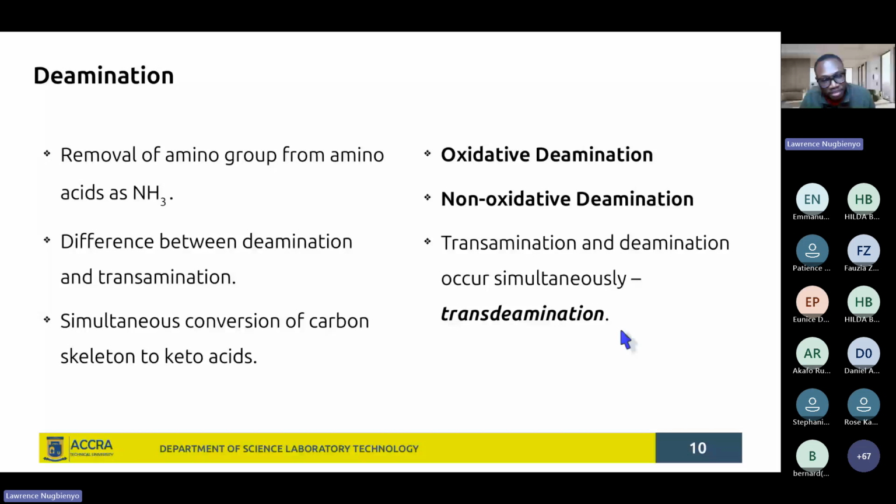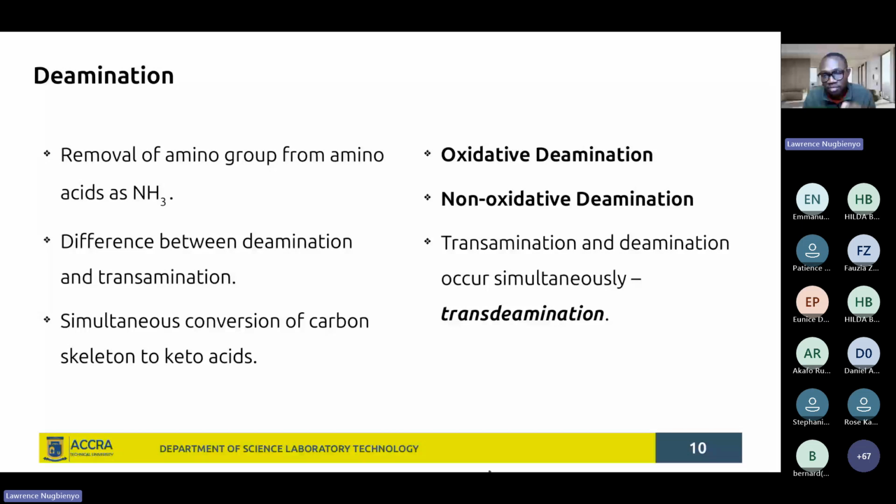But of course, there's a difference between the two of them. Even in the name, you can see that transamination is referring to transfer of the amine group, so transfer of the amine group from an amino acid onto a keto acid, particularly alpha ketoglutarate. And deamination is referring to removal of the amine group from glutamic acid. So these are two different processes.